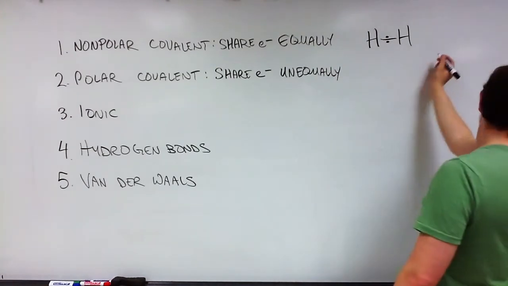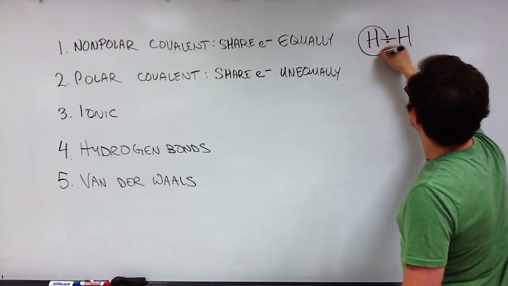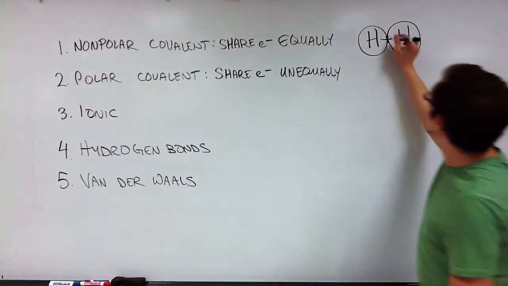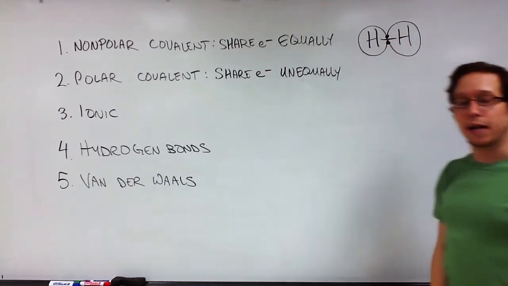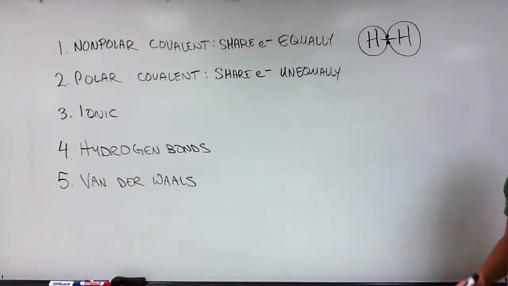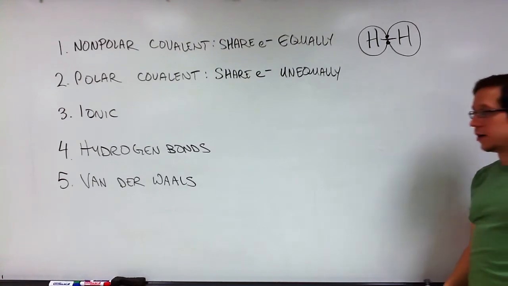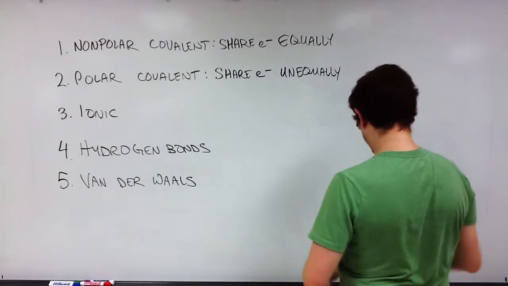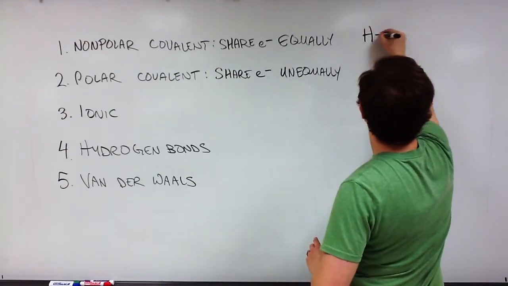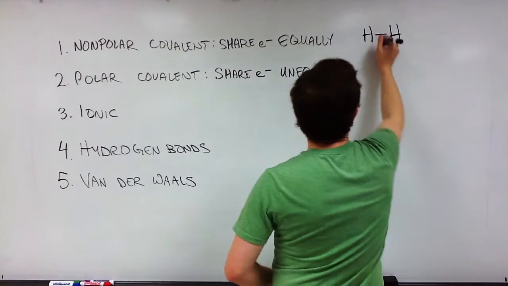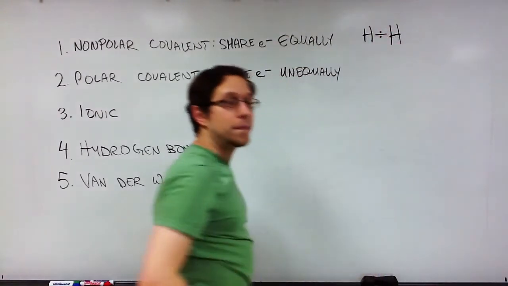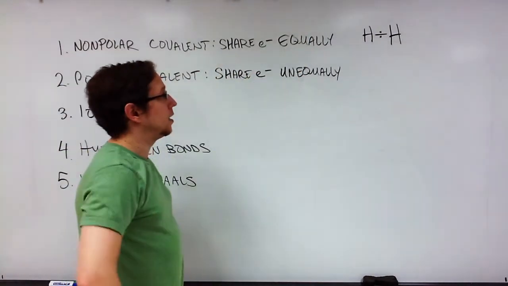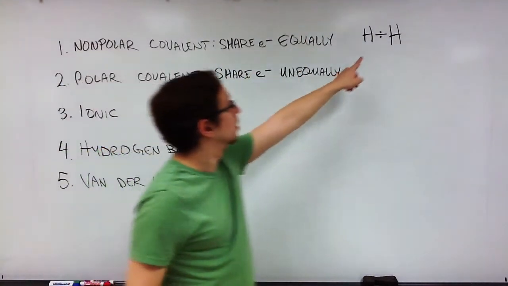So I could literally draw that kind of like this, okay? Where they're effectively sharing those electrons, thereby filling each atom's valence shell. And those electrons are shared equally. Okay? So that is a nonpolar covalent bond. The electrons are shared equally between the 2 atoms. And those electrons are contributed by the atoms to make this shared pair.